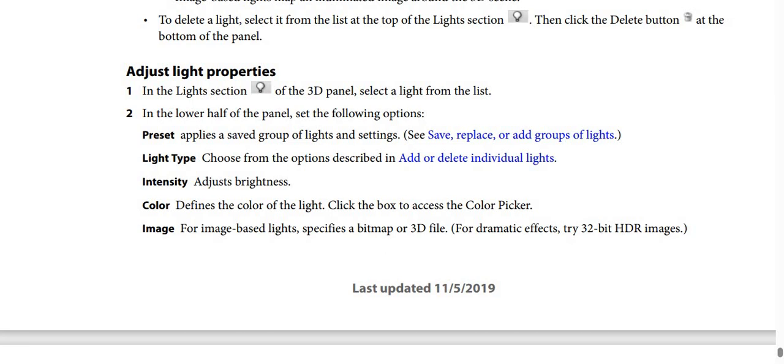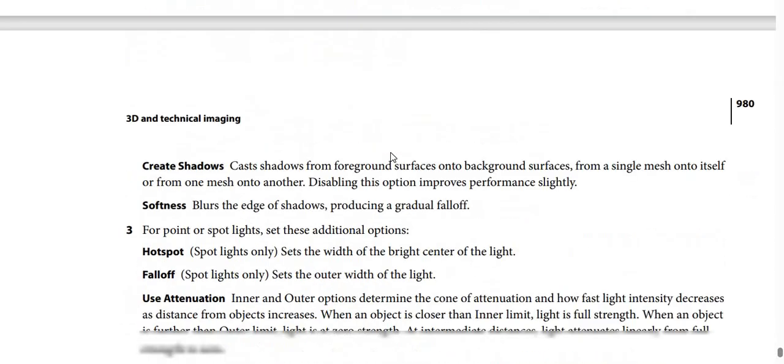The third option, intensity. Intensity means that it adjusts brightness. And after that, color. Color means that it defines the color of the light. And then click the box to access the color picker. After that, image. Image means that for image based lights it specifies a bitmap or 3D file. For dramatic effects, try 32 byte HDR images.